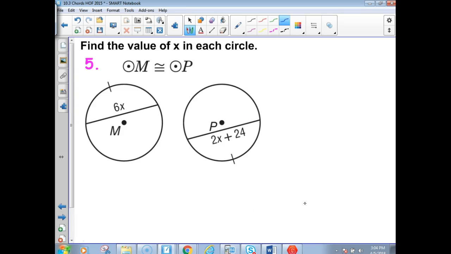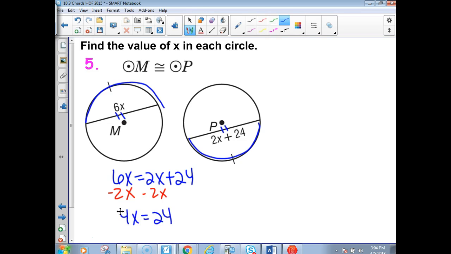Number 5, we've got circle M and circle Q are congruent. If they're congruent, then since their arcs are congruent, the chords are congruent. So 6x is equal to 2x plus 24. Subtract 2x from both sides. I got 4 times x equals 24. Divide by 4, x is 6. And these seem to be pretty easy so far.